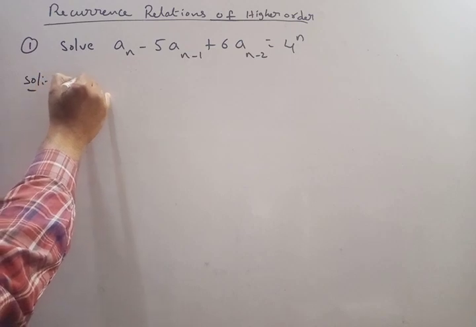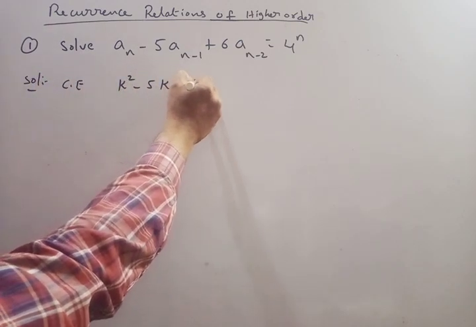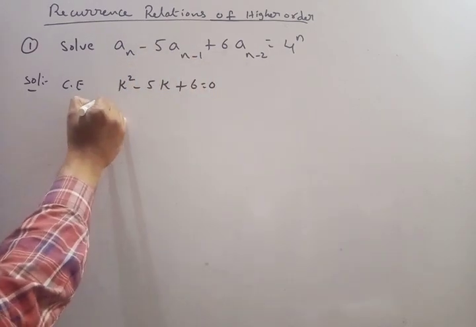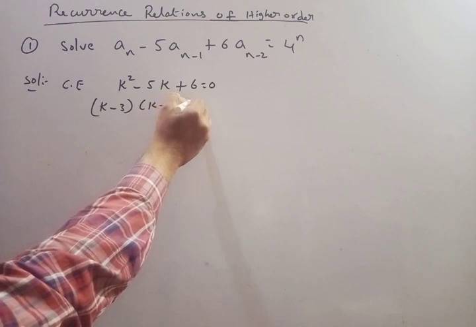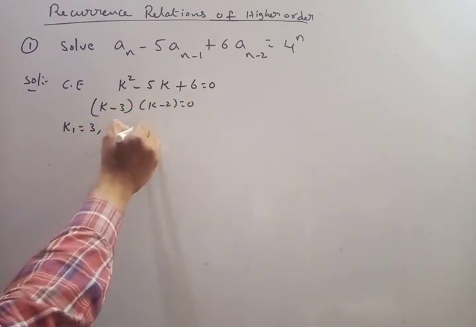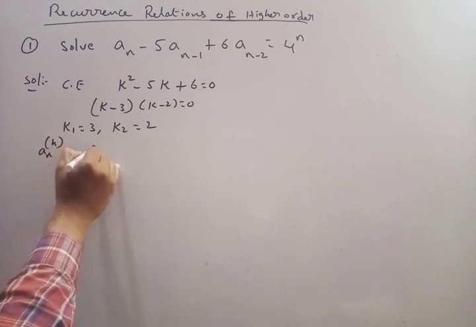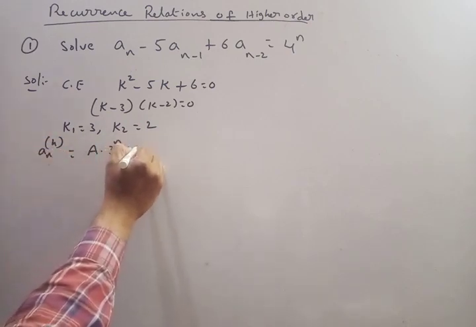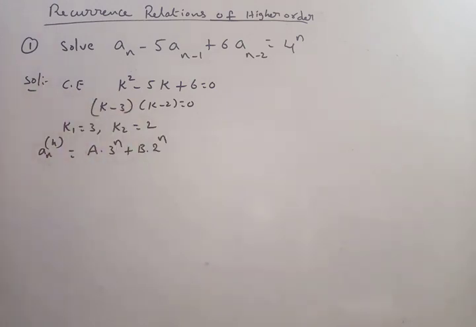So the characteristic equation is k square minus 5k plus 6 equals 0. So the roots are (k minus 3)(k minus 2) equals 0, so k1 is equal to 3 and k2 is equal to 2. So a_n^(h) is a into k1 power n plus b into k2 power n. So this is our a_n^(h).